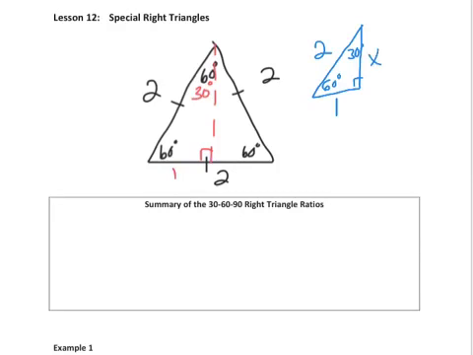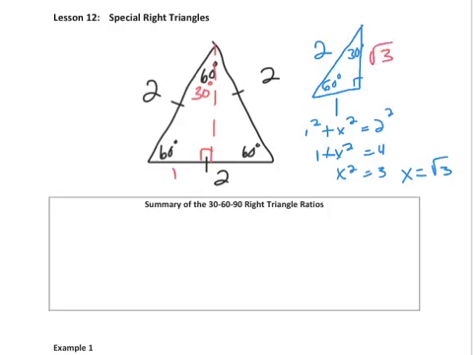If I label it x, we're going to use the Pythagorean theorem. So 1 squared plus x squared is equal to 2 squared. 1 plus x squared is equal to 4. That makes x squared equal to 3. And that side is going to be radical 3. So up here I can replace that x with the radical 3. These are the basic side lengths of the 30-60-90 right triangle.